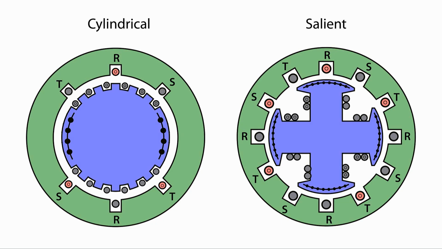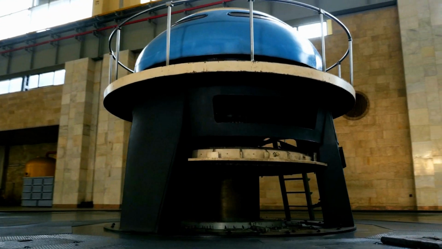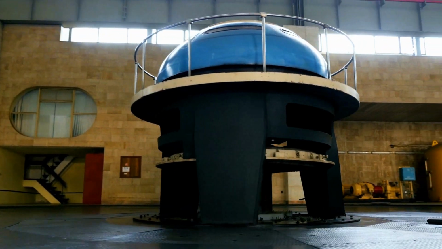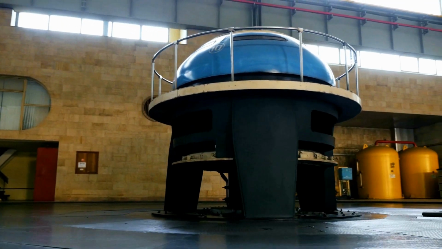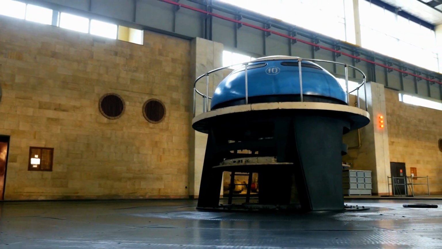Salient pole generators are used for large, slow-speed electrical generators. Hydroelectric turbines rotate at slow speeds: 50 RPM, 60 RPM, 100 RPM, 150, those kinds of speeds. Quite low when you consider that a steam turbine or gas turbine will rotate at thousands of RPM.